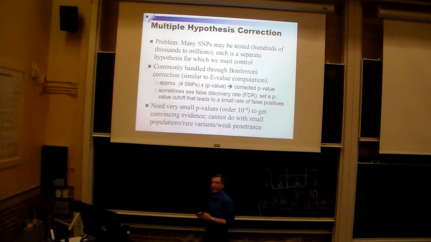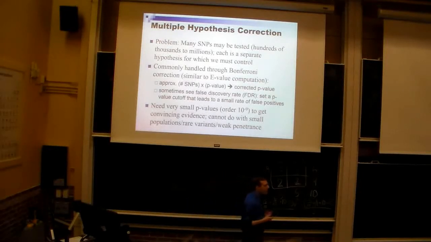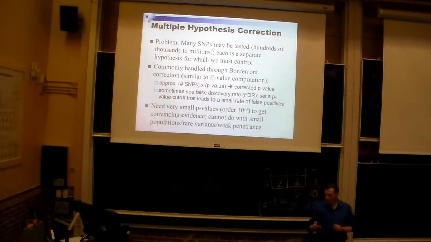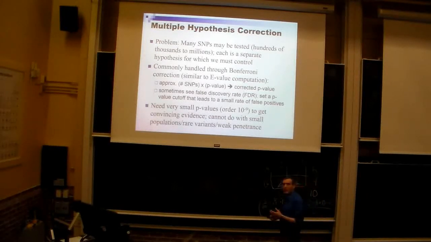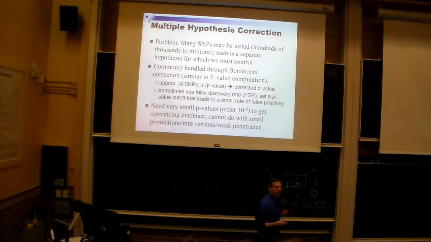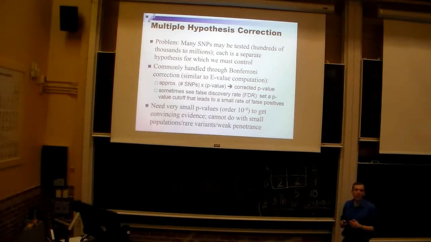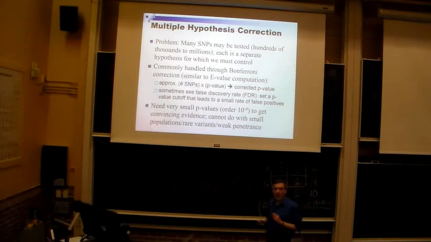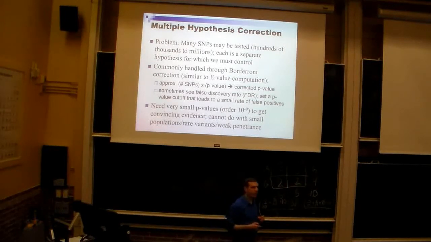Right, so there are some appreciable problems with this. And probably the biggest one to deal with in practice is the issue of multiple hypothesis correction. So generally when we're doing this, we're not looking at just one SNP. We're generally looking at many SNPs. In a large study, so a genome-wide study, we might be looking potentially at hundreds of thousands or millions of SNPs. And because of this, we have to worry about the problem of multiple hypothesis correction.